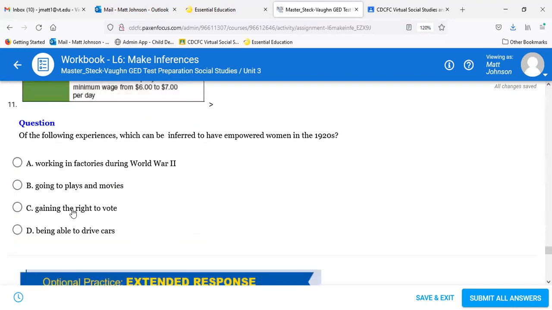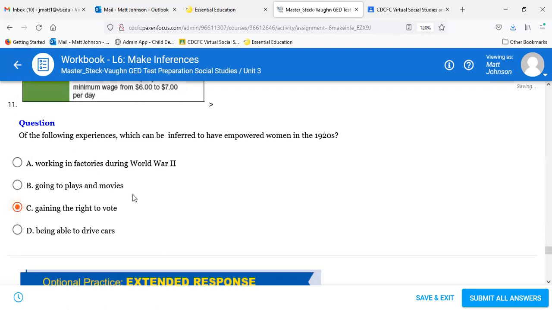Right, and 11, Grace, could you read number 11 for us? Of the following experiences, which can be inferred to have empowered women in the 1920s? A, working in factories during World War II. B, going to plays and movies. C, gaining the right to vote. And D, being able to drive cars. Is it C? Yeah, C is in cat, gaining the right to vote. Going right to it there.